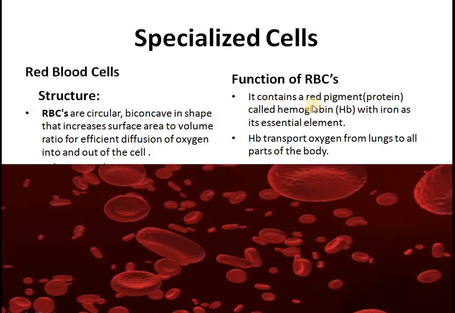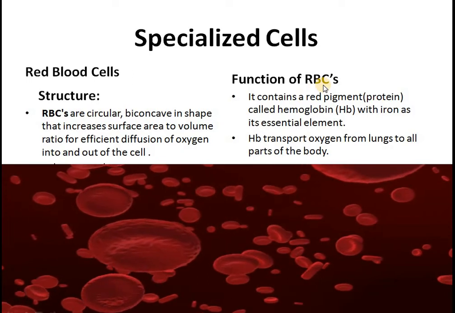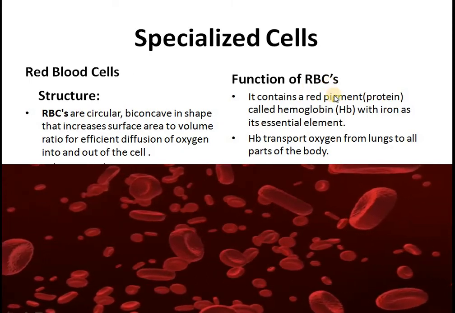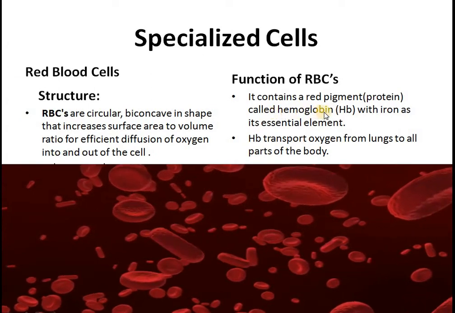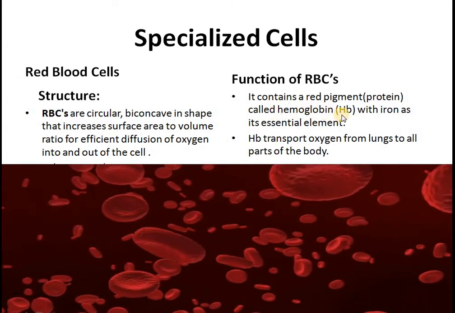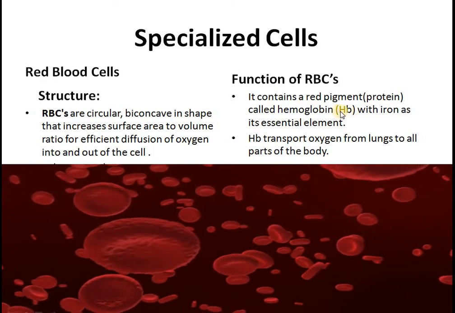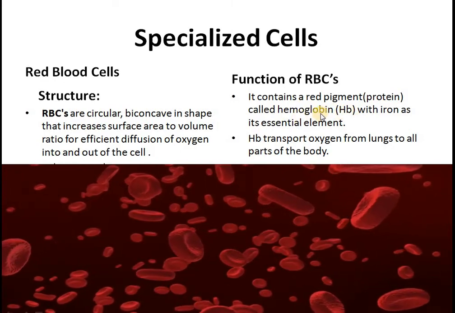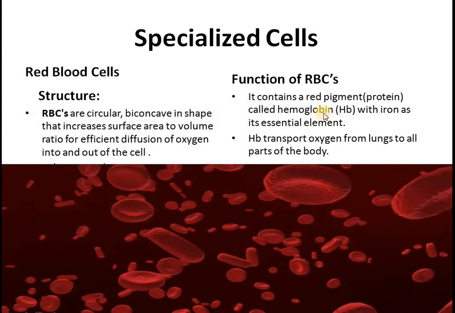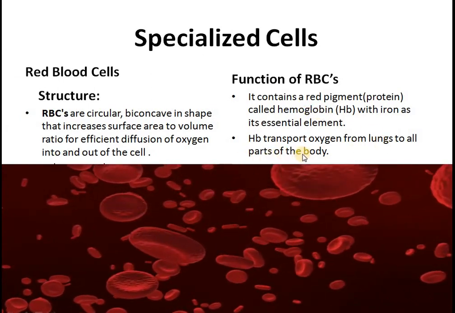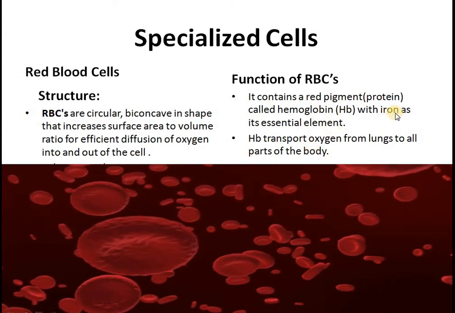I'm repeating again, RBCs are a kind of cell in your blood. These cells have a protein or red pigment called hemoglobin, sometimes written as capital H and small b. This hemoglobin attaches to itself the molecules of oxygen and transports them from lungs to all parts of the body. Hemoglobin requires iron for its formation.